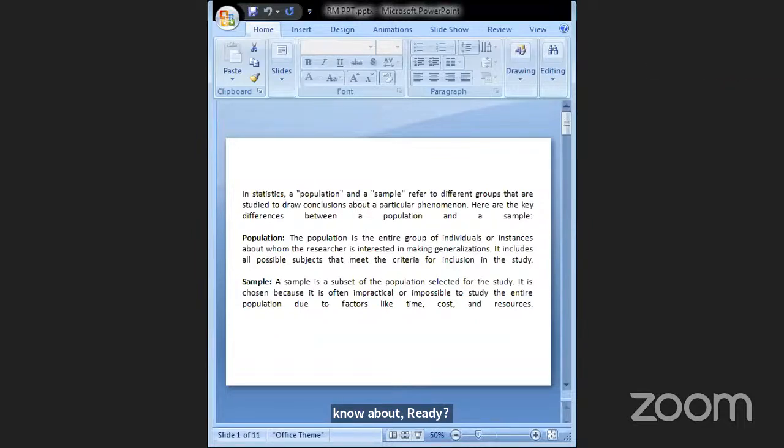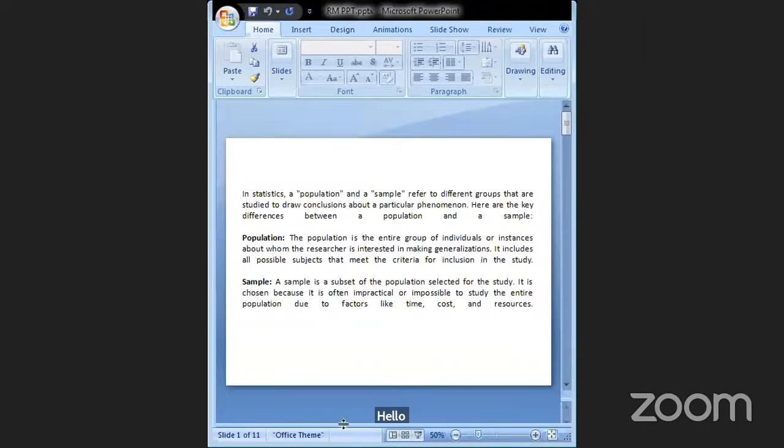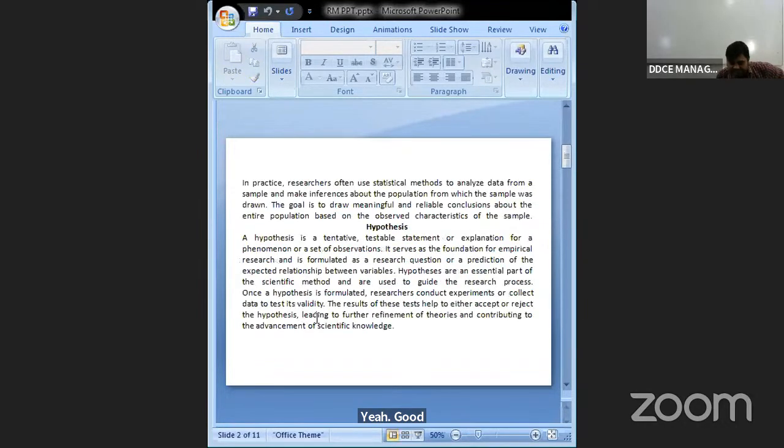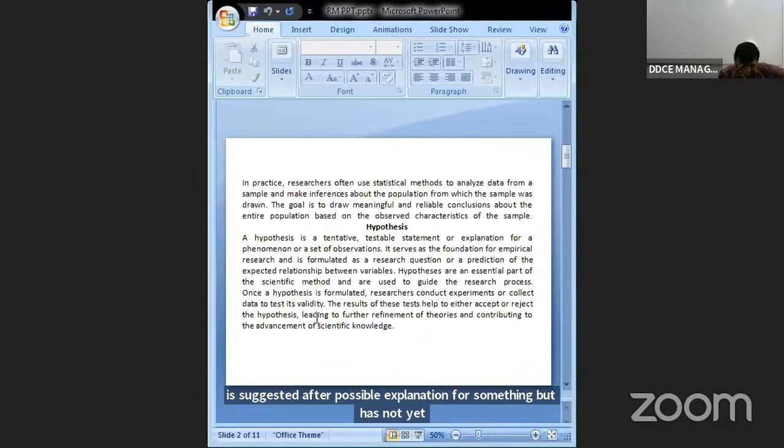Now, can anyone tell me what do you mean by hypothesis? What is the meaning of hypothesis? Do you know what is hypothesis? An idea that is suggested as the possible explanation for something but has not yet been found to be true or correct. Right?